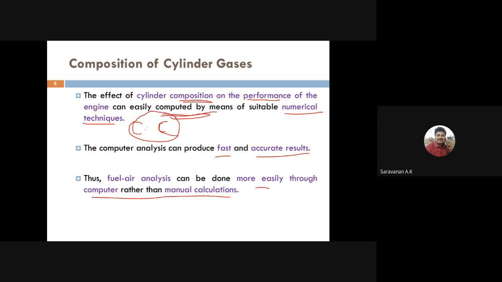The numerical technique is the combustion chart, right? I showed you what the combustion chart looks like in the last class. In earlier days we used the combustion chart, but nowadays we have plenty of advancements. We use computers in all domains, so by using computers we can get many results in a faster as well as more accurate manner, right?